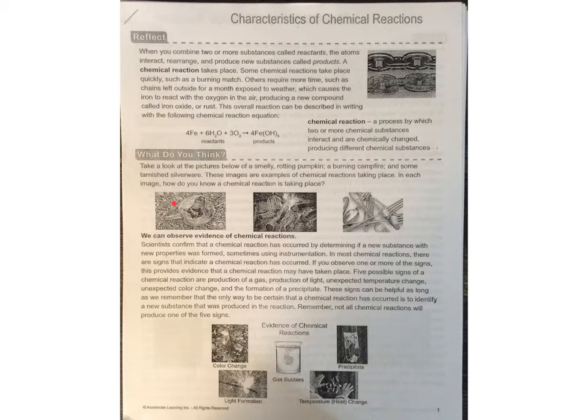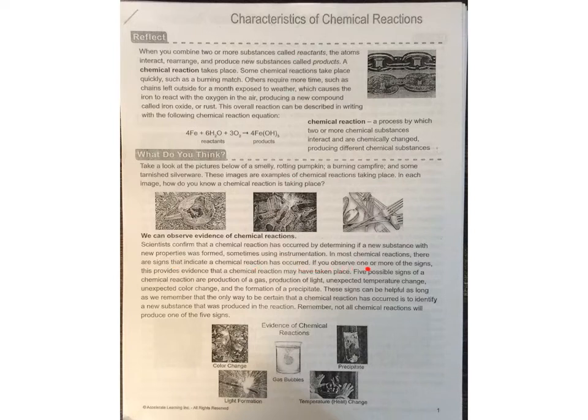Okay, so here we see the pumpkin, here we see the campfire, and then here we see some silverware. Sorry that this isn't in color. So we can observe evidence of chemical reactions. Scientists confirm that a chemical reaction has occurred by determining if a new substance with new properties was formed, sometimes using instrumentation. In most chemical reactions, there are signs that indicate a chemical reaction has occurred.